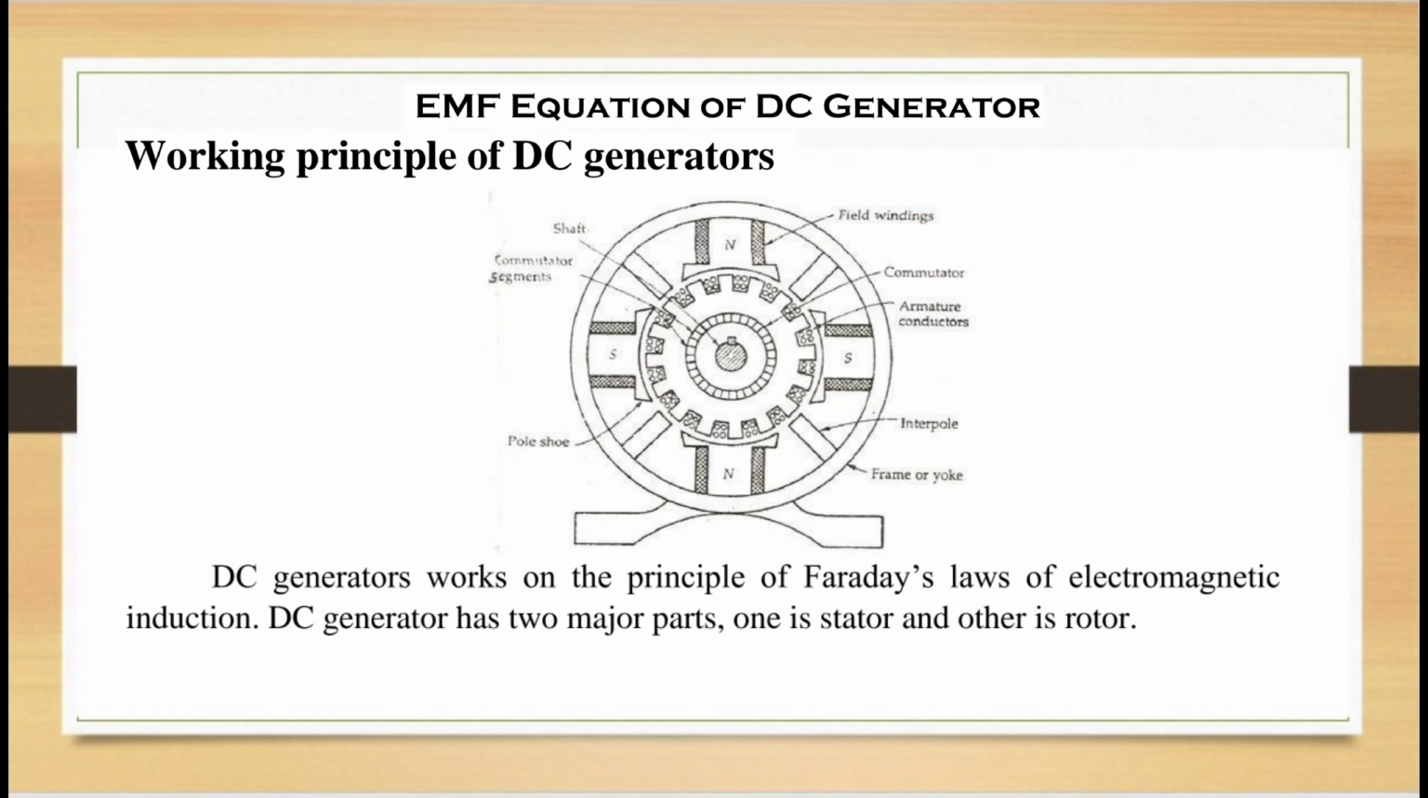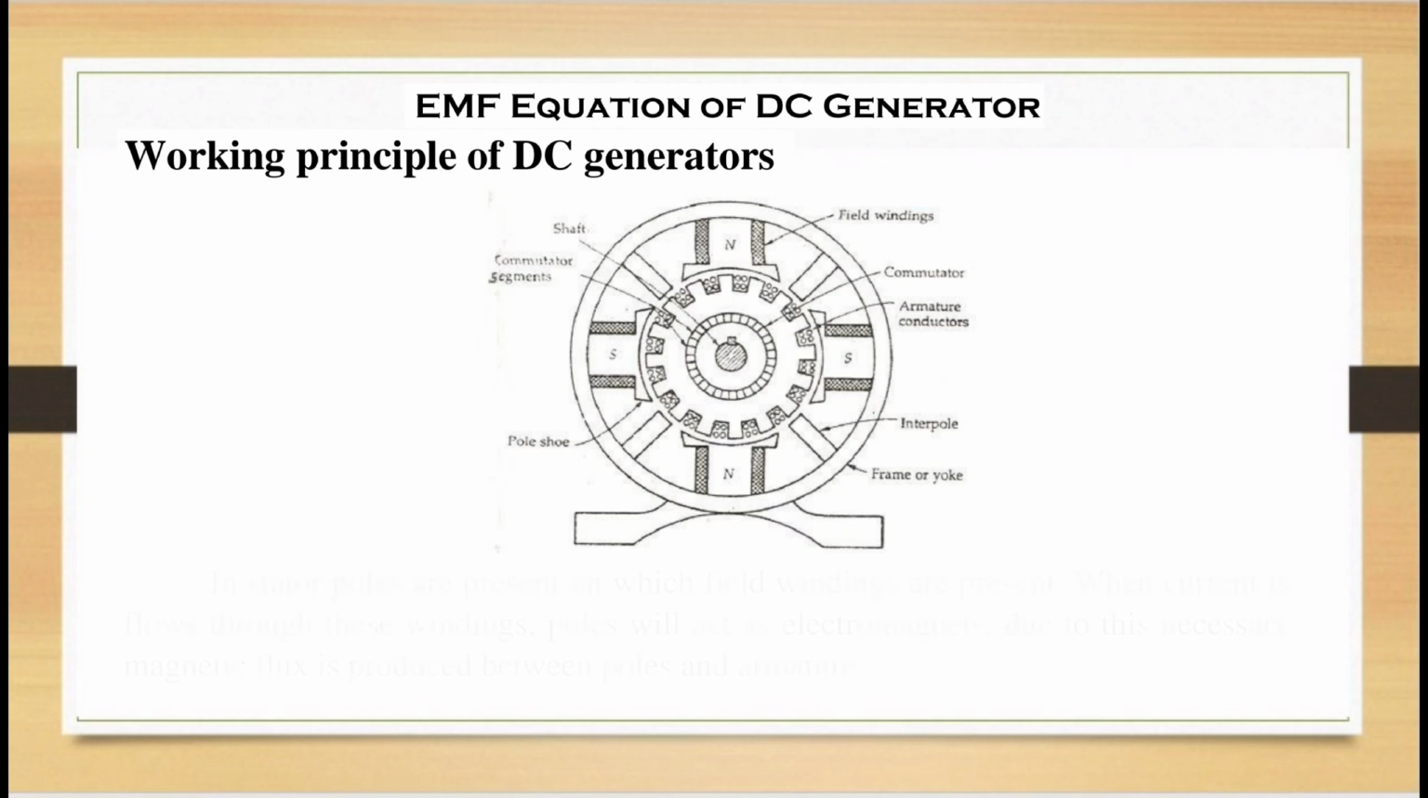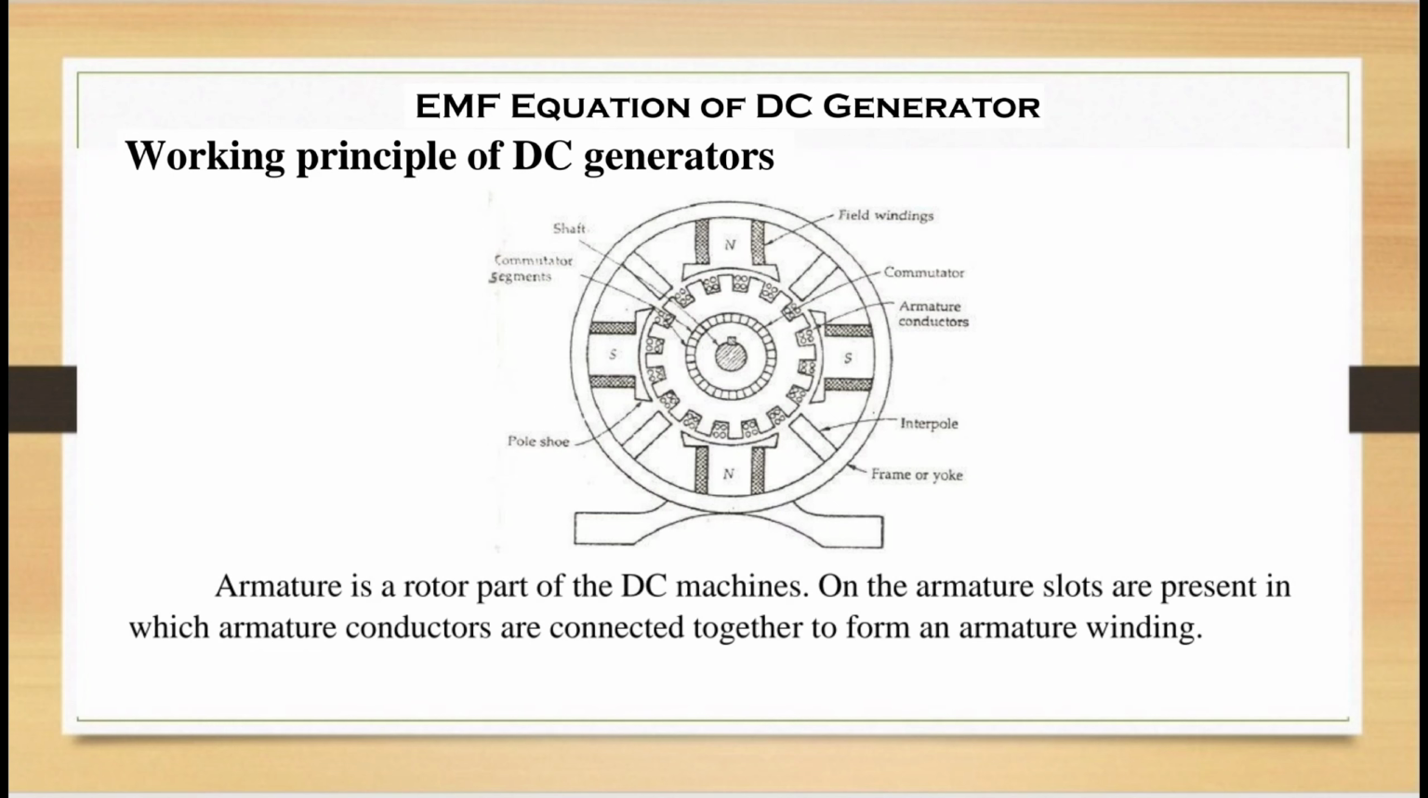So commonly a DC generator has two major parts, one is the stator and another is the rotor. In the stator, poles are present on which field windings are present. When current flows through these windings, the poles will act as electromagnets. Due to this, the necessary magnetic flux is produced between the poles and the armature. So here the armature is the rotor part of the DC generator.